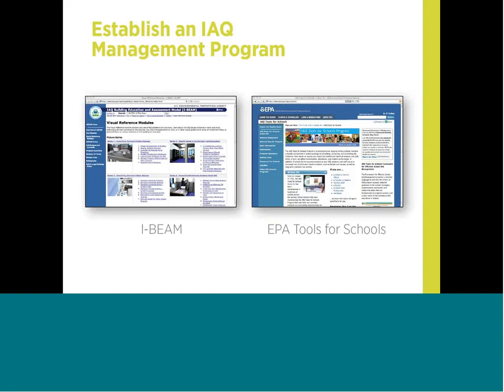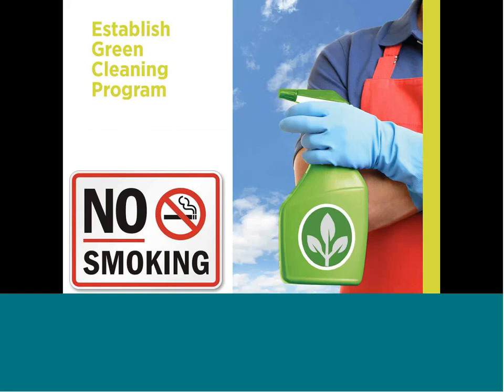A comprehensive IEQ plan will include a management program for indoor air quality. Consider using an existing framework such as I-BEAM or EPA's Tools for Schools program to monitor, track, and improve ventilation and air quality in your building. Your program should also include a green cleaning program to avoid toxic chemical exposure and to reduce negative impacts on the environment. See the green cleaning module for more details on this topic.